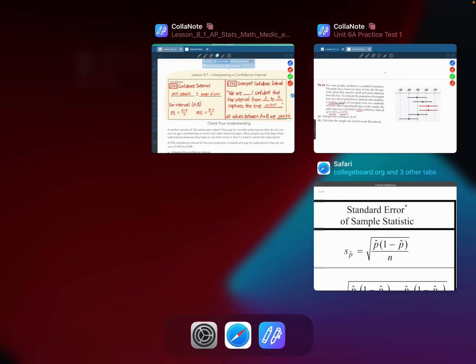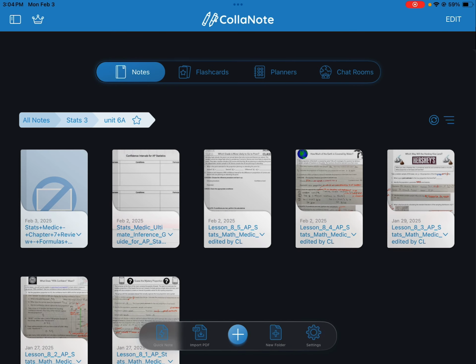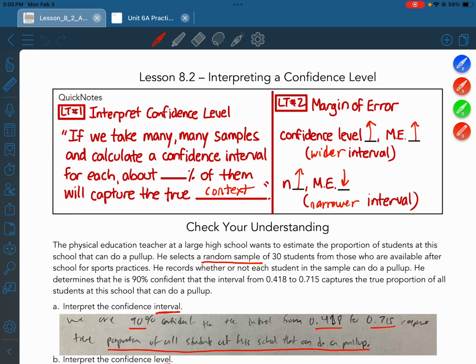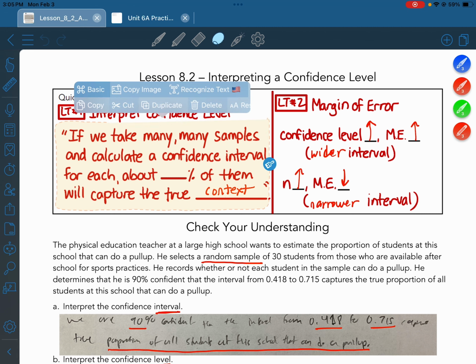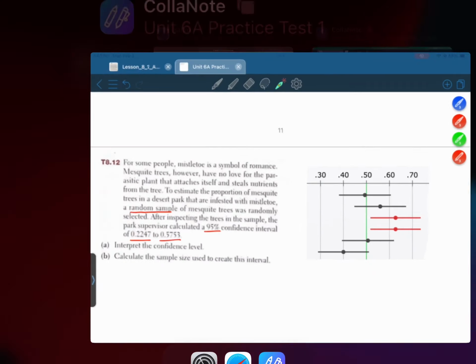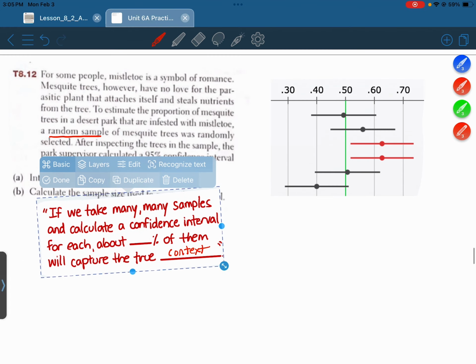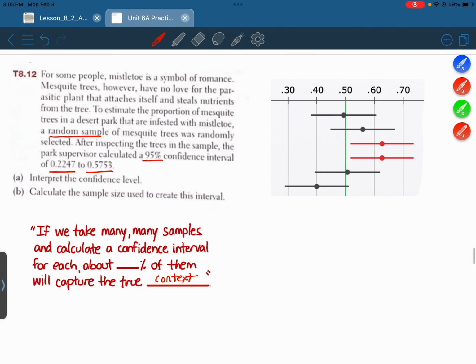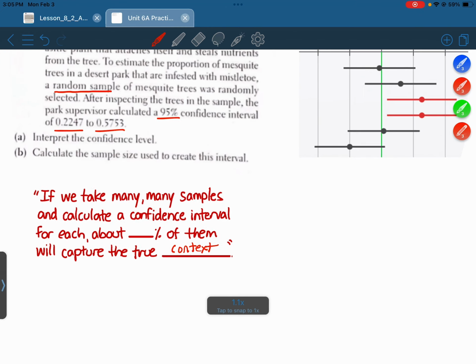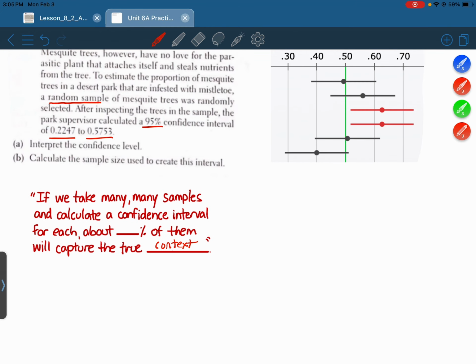There was actually a template. Let me see if I can pull that up real quick. It was right here. All right, so let's copy this template. Copy image, screenshot.